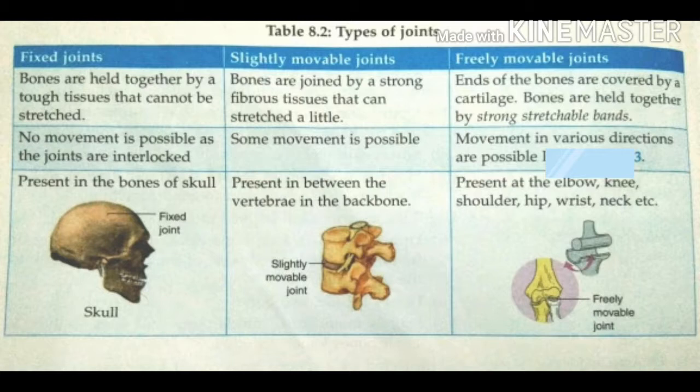There is no movement possible in fixed joint. Some movements are possible in slightly movable joint. Movement in various directions is possible in freely movable joint. Example for fixed joint is the skull. Slightly movable joint example is the vertebrae in the backbone. Freely movable joints are present at the elbow, knee, shoulder, hip, wrist and neck. These are the differences between types of joints.